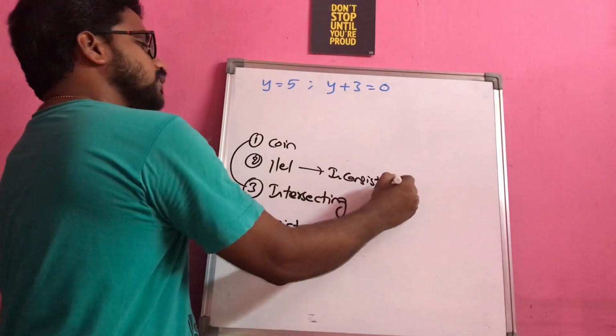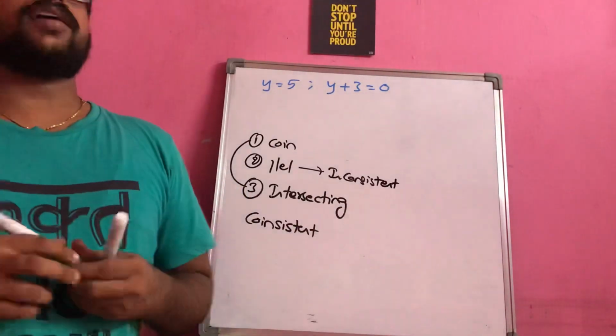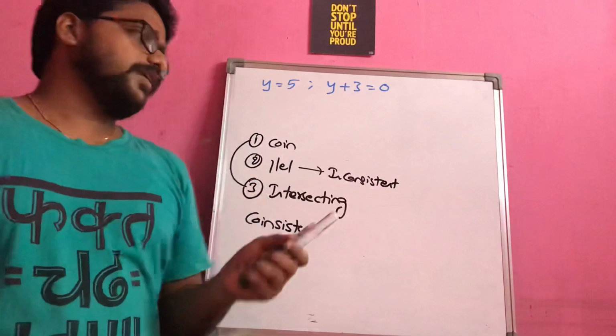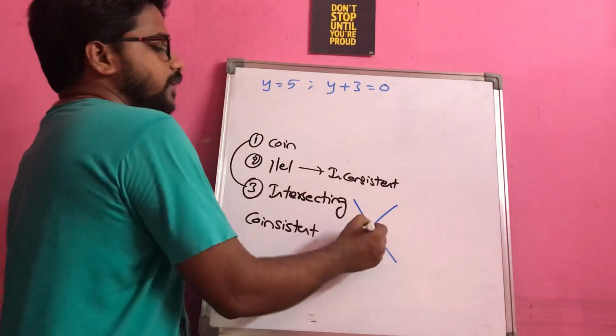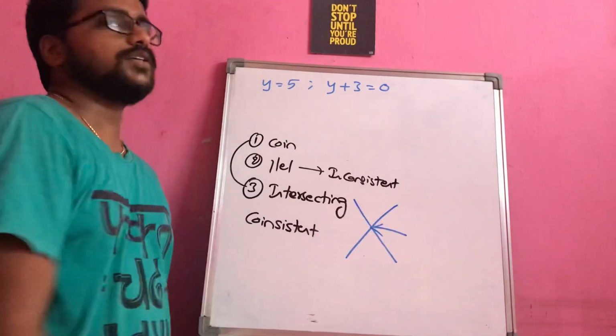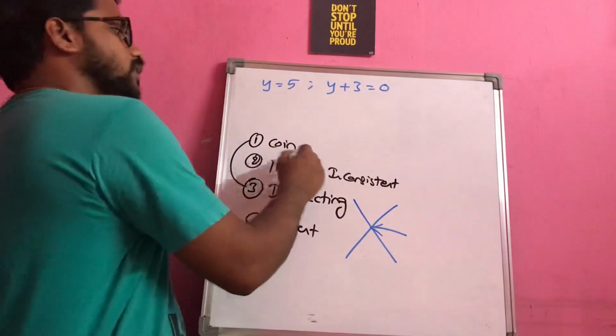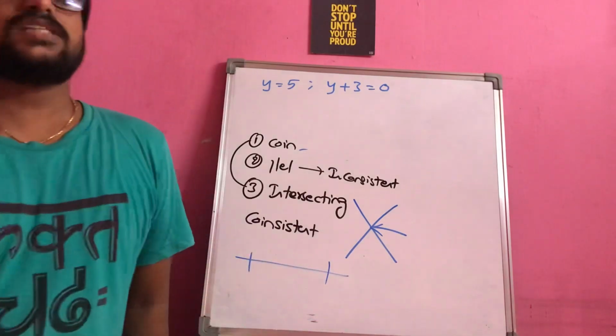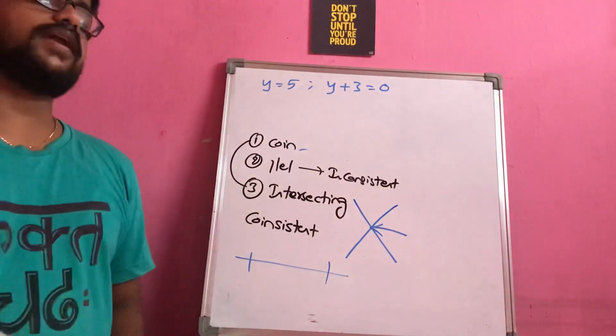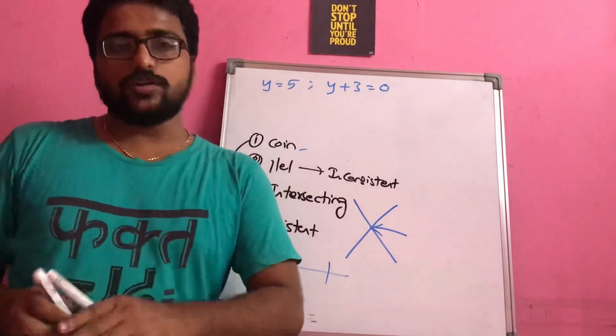The inconsistent system indicates that it has no solution at all, whereas intersecting lines intersect at a particular point, which indicates that it has a solution. And coincidental lines mean both the lines occupy the same portion, which indicates that there will be infinite number of points as solutions.